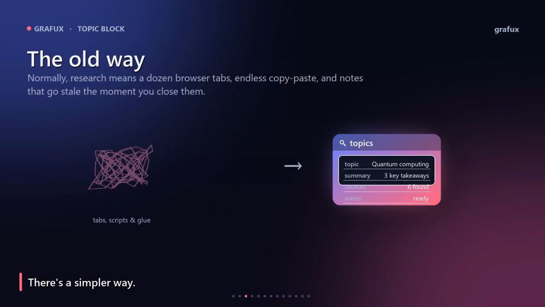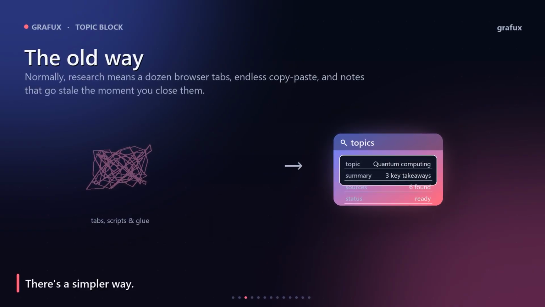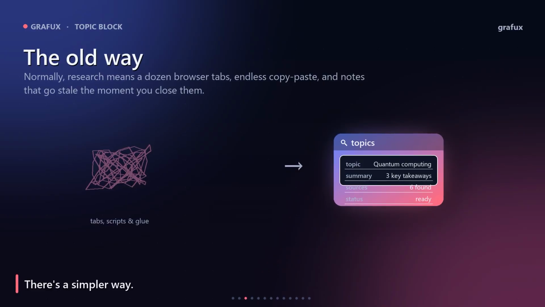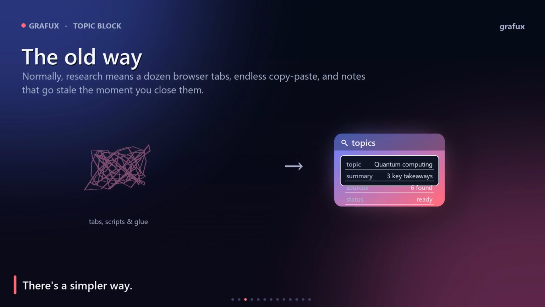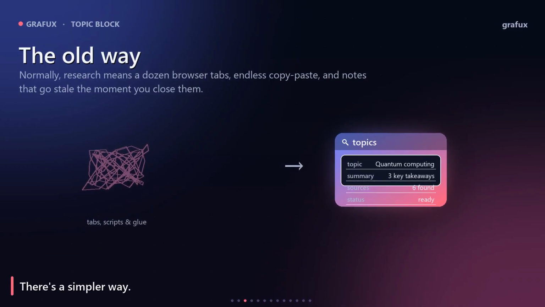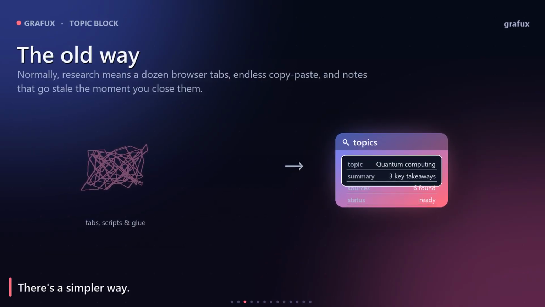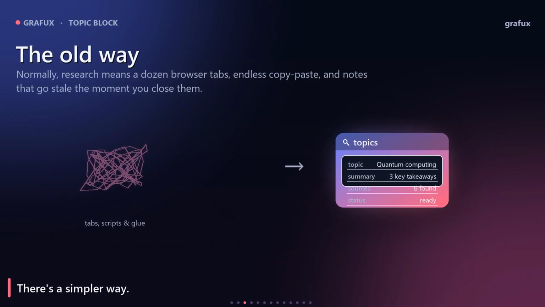But first, why does this even matter? Normally, research means a dozen browser tabs, endless copy-paste, and notes that go stale the moment you close them. It's slow, it's fiddly, and it pulls you right out of your flow. The topic block makes all of that disappear, turning a whole chore into a single, simple node. What used to take a stack of tools and a pile of patience now takes one block and one click.